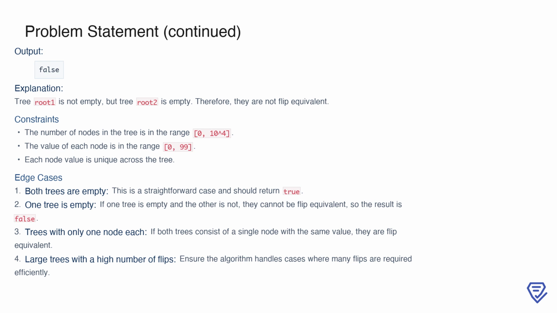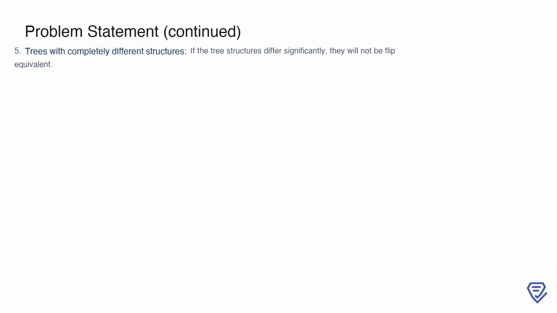Moving forward, it's essential to recognize that the problem comes with a set of constraints. The number of nodes in the tree can range from 0 to 10,000, so we need to ensure our solution handles large inputs efficiently. Additionally, each node value is unique and falls within the range of 0 to 99. These constraints allow us to make certain assumptions about the input, such as not needing to handle duplicate values within a single tree. Finally, let's examine a few edge cases to solidify our understanding.